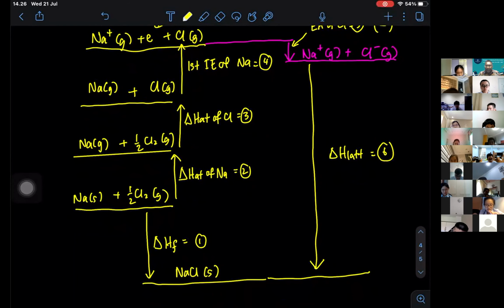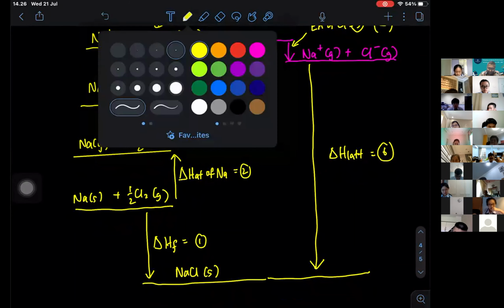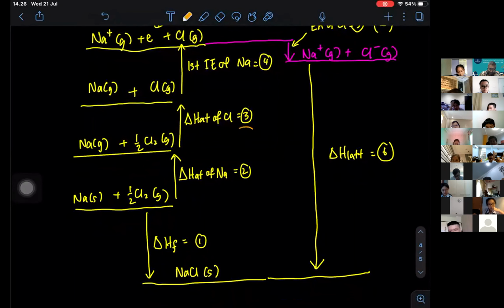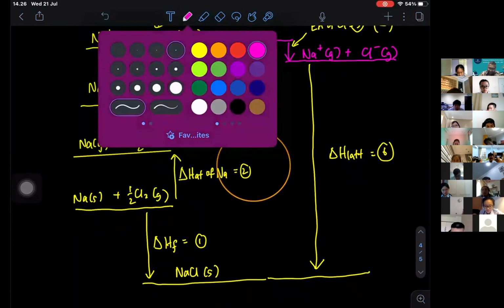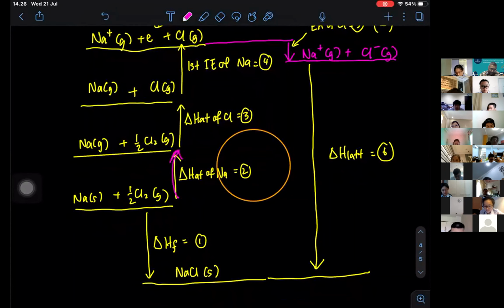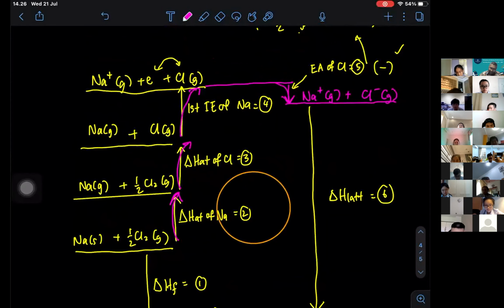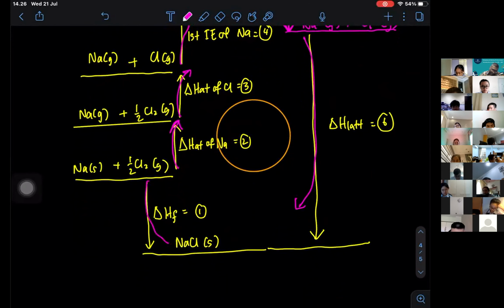And how do we use this? Depending on what you want to find out, we use Hess's law, the previous method that I taught you: clockwise equals anti-clockwise. You can apply it over here. Let's say I draw a circle over here. I can change the arrows slightly. You see, clockwise, clockwise, clockwise, clockwise, still clockwise. This one is going to be anti-clockwise.